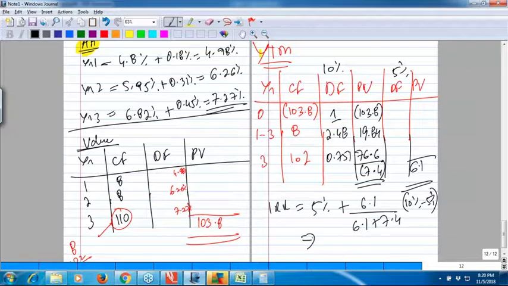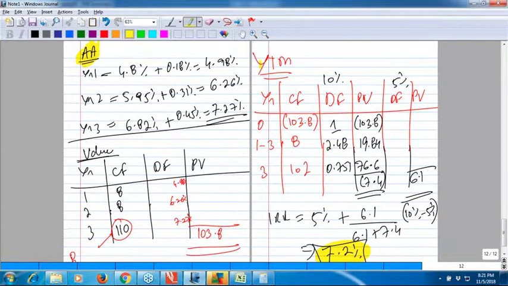Resultingly, what does the IRR stand at? Okay, at 7.2%. So if the examiner is asking for the yield to maturity, the yield to maturity is the IRR, and what does it tell us? It tells us that if an investor invests in the bond at 103.8 and holds it till maturity, then the return that he is going to achieve is 7.2%.